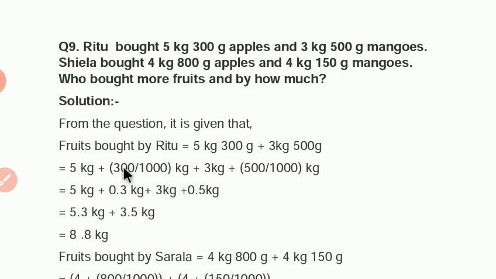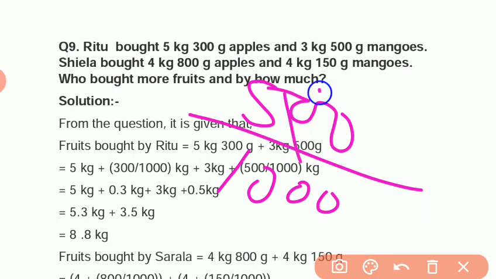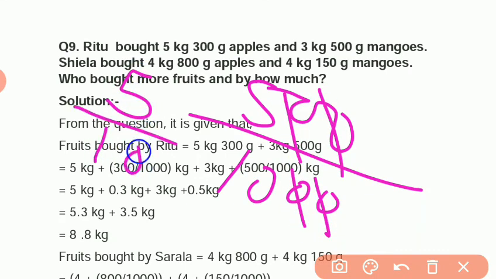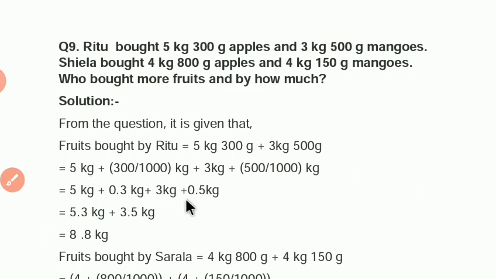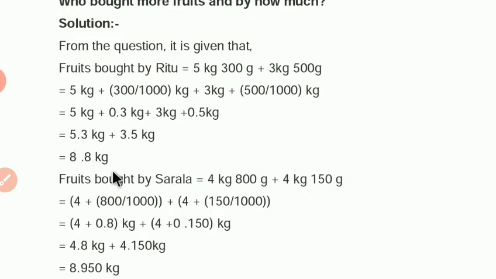You can see that we can cut 2 zeros by 2 zeros. So what will be left here? 3 upon 10. It can be written as 0.3. Then plus 3 kg and same 500 upon 1000. We can cut 2 zeros by 2 zeros. So left is 5 upon 10, or we can write it as 0.5 kg. Now see that all are changed into kilogram, so we can add it. 5 plus 0.3 is 5.3, 3 plus 0.5 is 3.5, or 8.8 kg. So fruits bought by Ritu will be 8.8 kilogram.